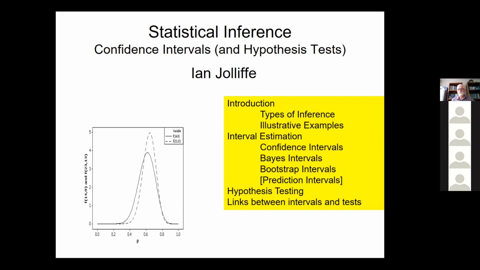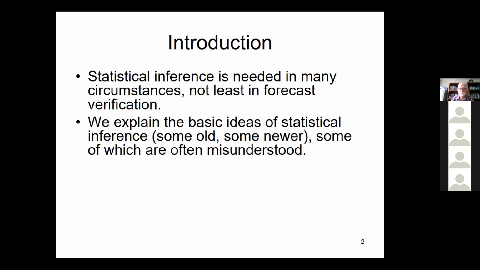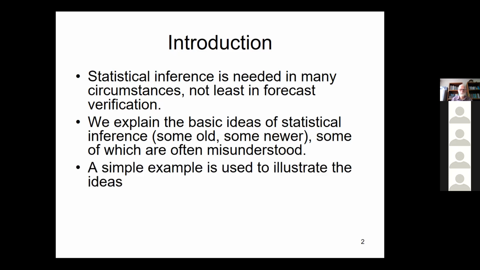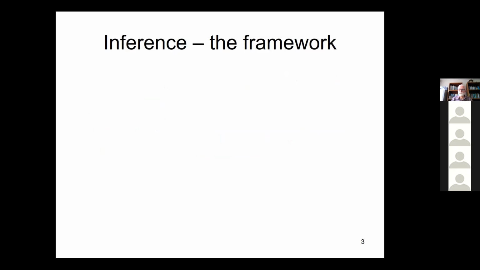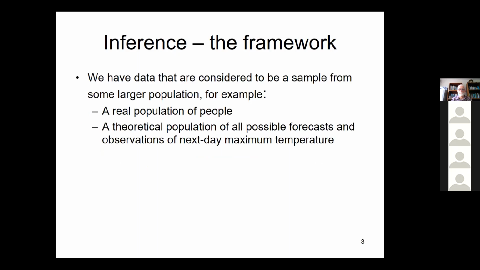I believe that the background of people on the course is very broad in terms of how much statistical inference they've done. So I hope that most of it will be intelligible for those who haven't done much. But at the same time, I hope there's one or two little nuggets in there which will expand the knowledge of some of the more knowledgeable. So I'm going to explain the basic ideas of statistical inference. Some are quite old, some are newer, and I'll mention a few misunderstandings. And we've got a simple example to illustrate some of the things I'm talking about.